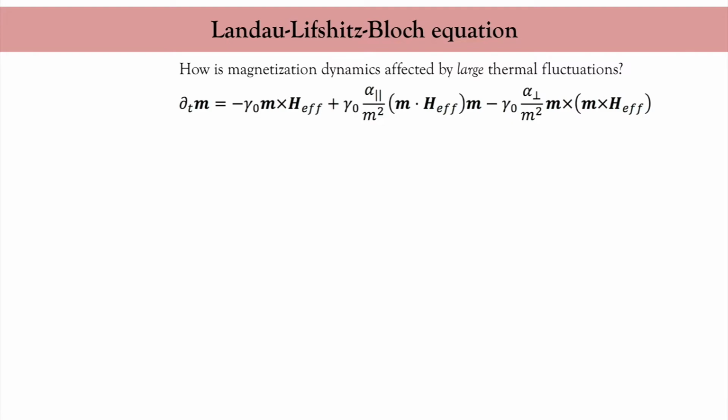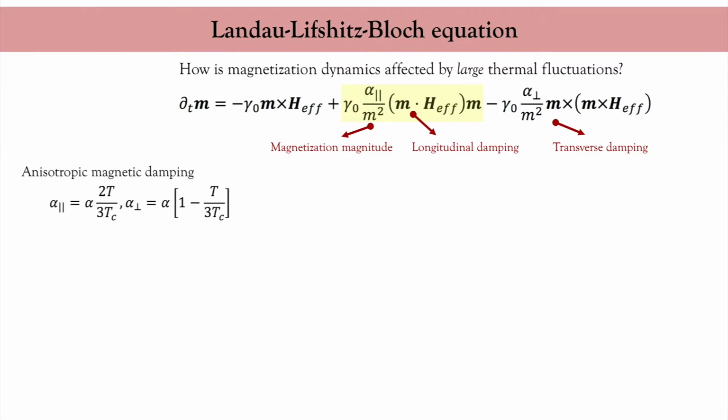In a recent series of works, Garanin proposed to modify the Landau-Lifshitz-Bloch equation to account for the thermal reduction of the magnitude of the magnetization vector. He proposed to add a new damping term that has this form and relaxes the component of the magnetization that is along the effective field. We end up with two magnetic damping parameters. The longitudinal one increases with the temperature, while the transverse one decreases with it.